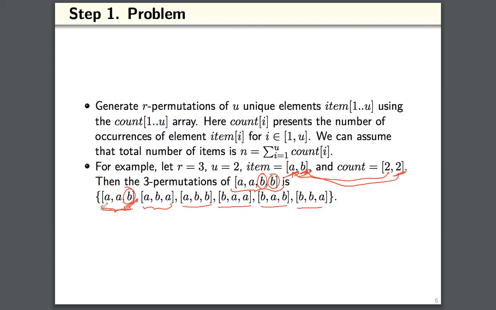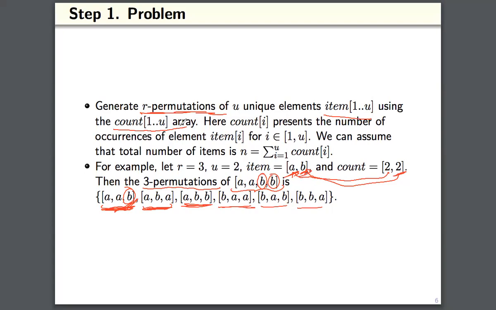So AAB occurs only once. Similarly, ABA occurs only once. The size of each of these is 3. That's why these are called 3 permutations. The constraint is that you cannot use A more than 2 times, and you cannot use B more than 2 times. Make sense? This is our problem. We want to generate R permutations given a set of unique elements and given the count array. Count array is the number of instances you can use.